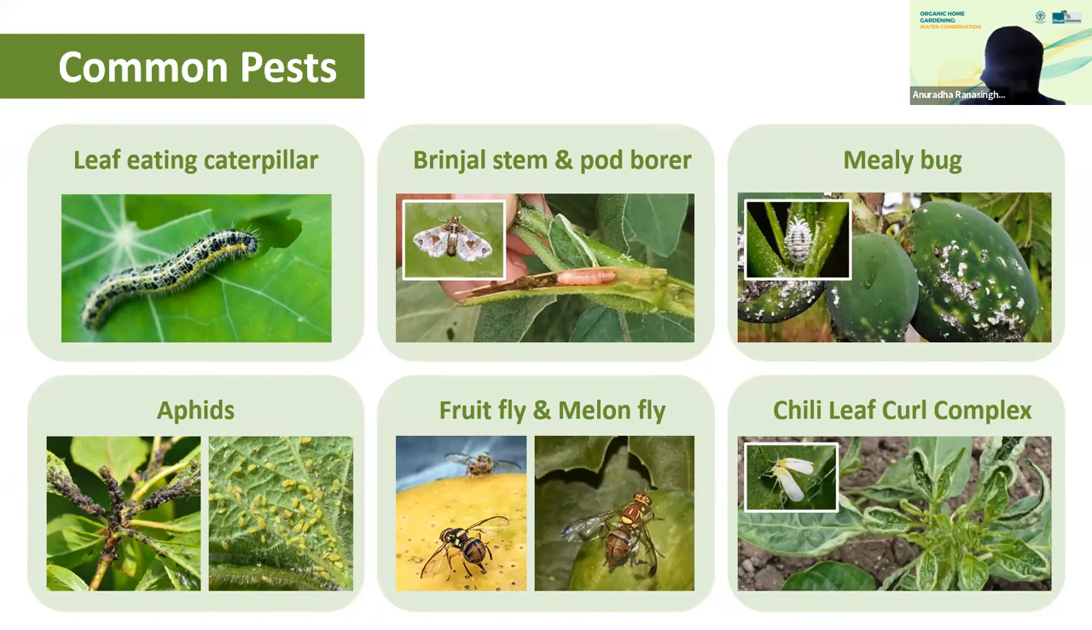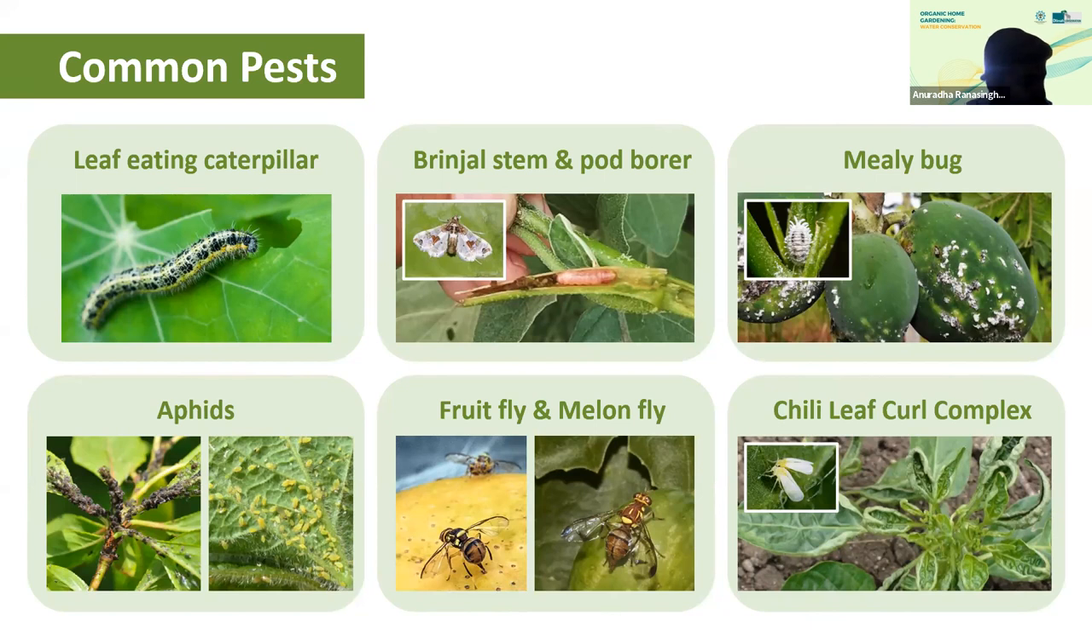Then from time to time you will find aphids. This is another common problem when you grow, especially radishes and some other vegetables like bitter gourd. They come and attack your plants and then your leaves will get withered. Then fruit fly and melon fly, a very common pest you can find on all the gourds and all types of melons.